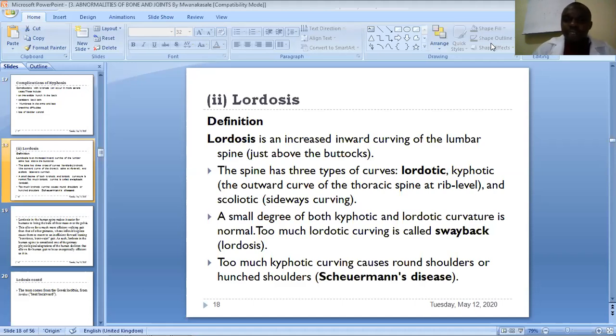So too much kyphotic curving causes round shoulders, as we discussed in kyphosis, or hunched shoulders. That's why the other name for kyphosis is actually humpback or hunchback. When you go down the classification, you can call it Scheuermann's disease if it is actually caused by that Scheuermann's condition.